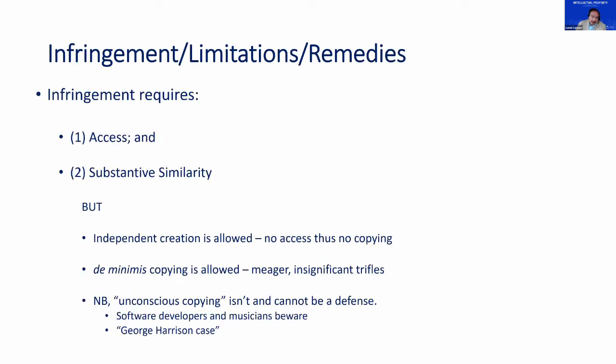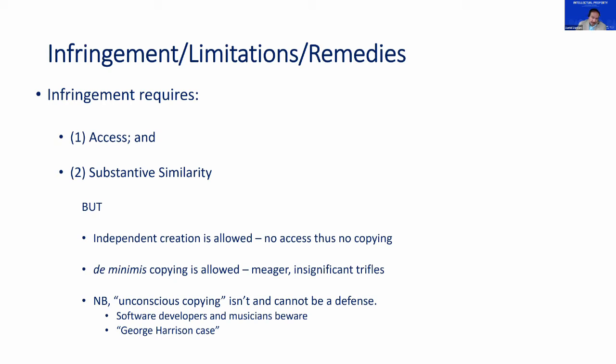Let's talk a little bit about when things go south. What happens when there's accusations of infringement? What are the limitations and what are the remedies? In order to have infringement of a copyright, you need to have access to that copyright, and your work has to be what's called substantially or substantively similar. So it requires two elements. One, access to the original work.